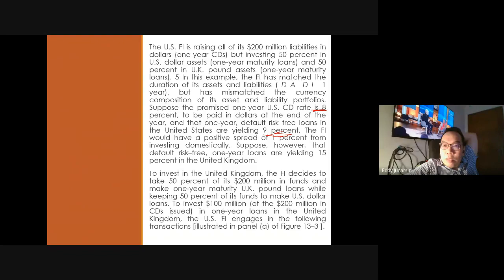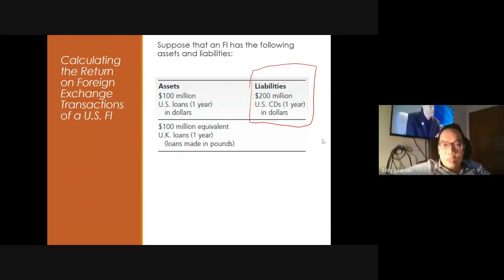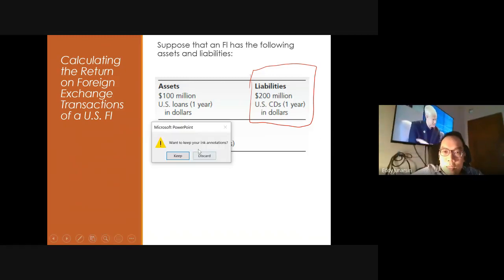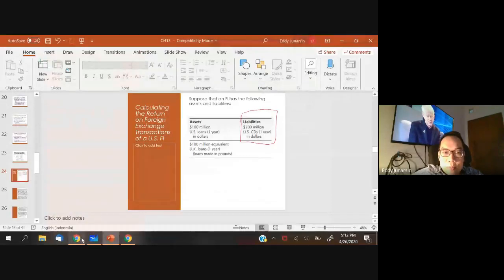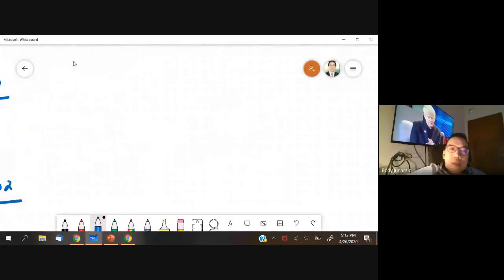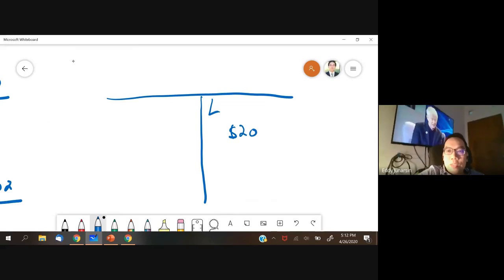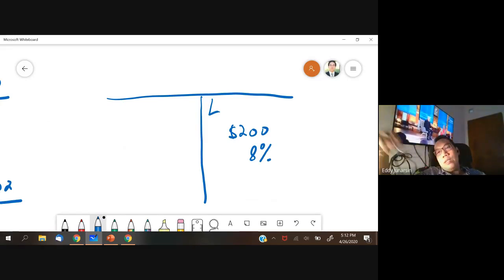But if you go, here's the point, right? This is a very interesting and common situation. You see here, you raise your liabilities in US dollars, right? And it is like 200 million. And your interest charge, your cost of debt is about 8%, right? Let's say the average cost of debt is 8%.